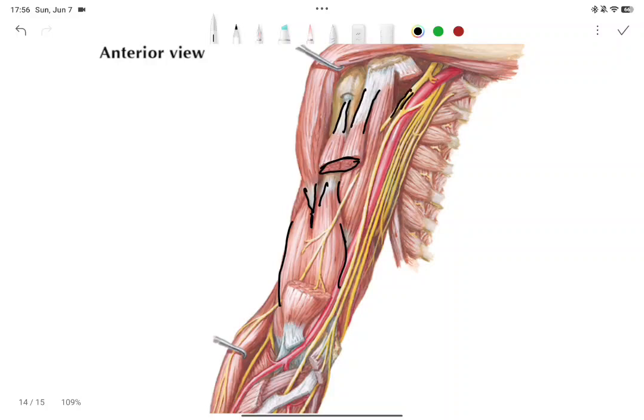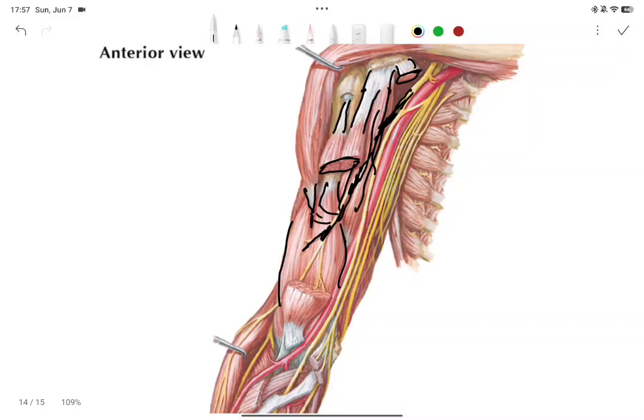So this is the musculocutaneous nerve, and this cut portion is the tendon of the pectoralis minor, and this muscle is the coracobrachialis. So the musculocutaneous nerve pierces the coracobrachialis and supplies the brachialis and the biceps brachii.